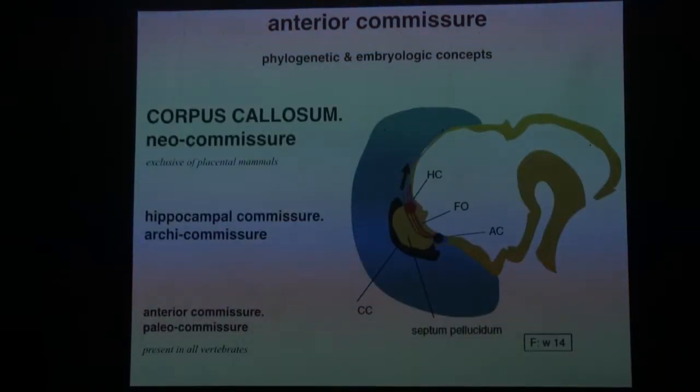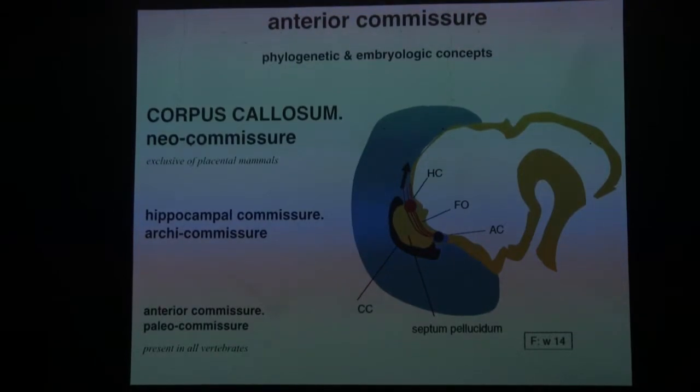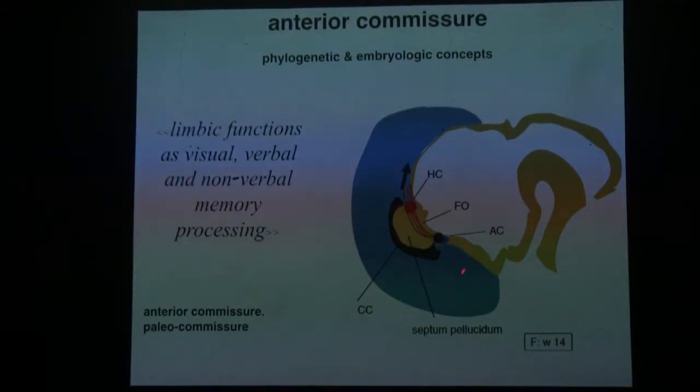And finally, once we develop the most complex commissural fiber systems, in our brains, the humans, we all have these three commissural systems. The corpus callosum, which is the most important one, which is exclusive of placental mammals. We have also a hippocampal commissure, which is quite rudimentary. And we also have, like all the vertebrates, the anterior commissure. It's the so-called paleocommissure. And this paleocommissure, the anterior commissure in humans, is not very well studied.